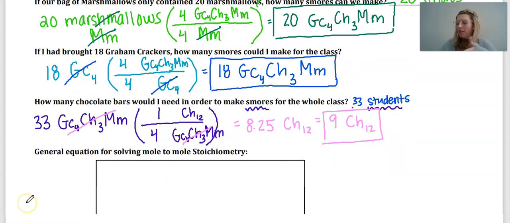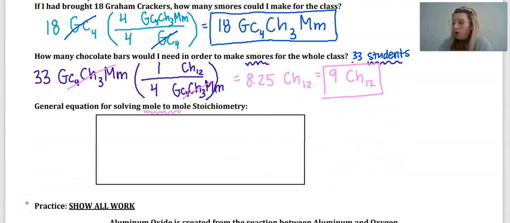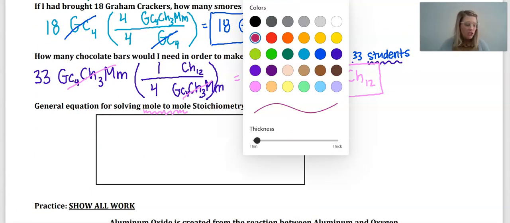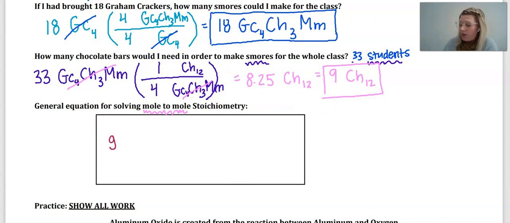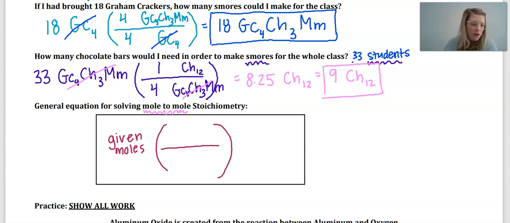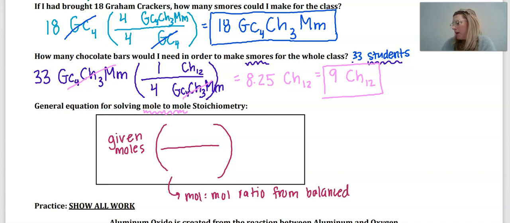So if I were to try to come up with a general equation for solving what we just did, which is called mole to mole stoichiometry, I'm going to use this very general equation of our given moles, times our mole to mole ratio from our balanced equation. We are going to put moles of desired up top, what we are looking for, over moles of given. And that's going to be our very general equation for mole to mole stoichiometry.